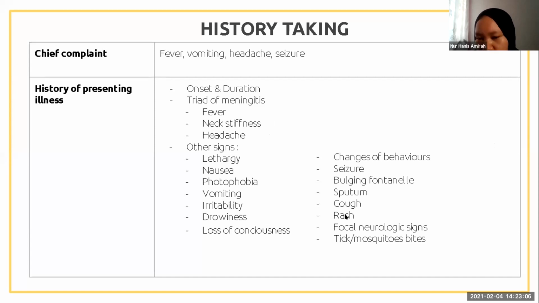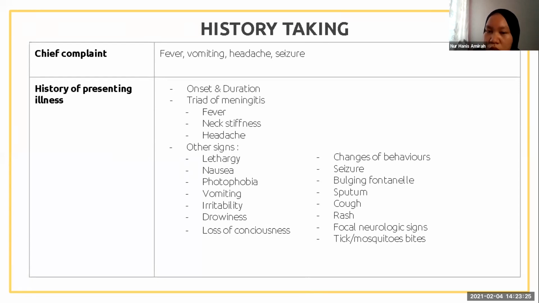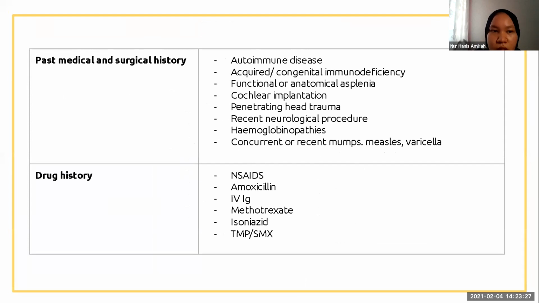For the sputum and the cough, usually meningitis is preceded by an upper respiratory tract infection, so ask if there's any cough developed in the patient. And then for tick and mosquito bites, also need to ask if those are the vectors that can transmit the virus. And then the past medical and surgical history is just to check if there's any immunodeficient state in the patient.